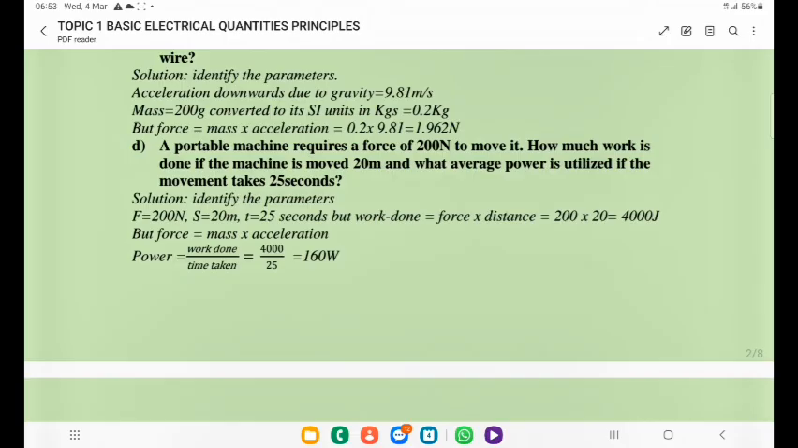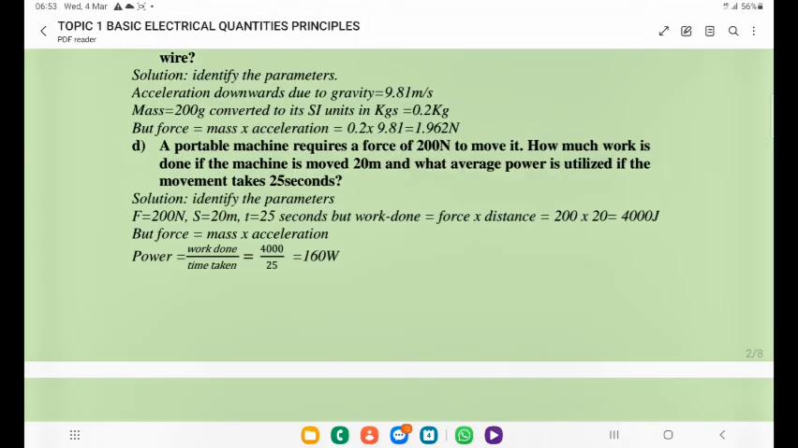So you'll have to recall that the first question asks for the work done. Work done equals force times distance. You also have to record the formulas that you know, so that from those formulas you can determine which is the correct formula to take. For example, force equals mass times acceleration. So work done here will be equal to force times distance. Force is given as 200 times distance, that is 20, giving you 4000 joules.